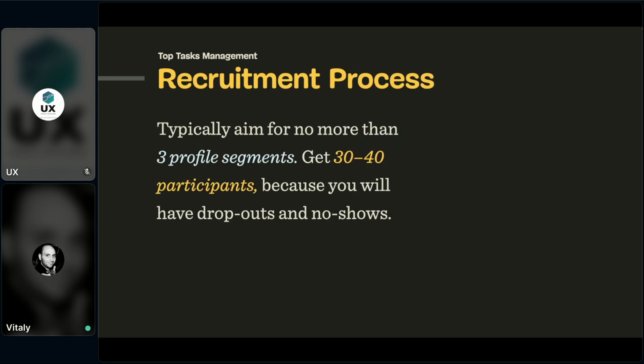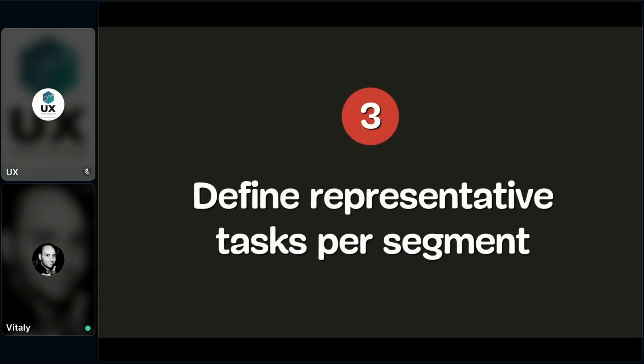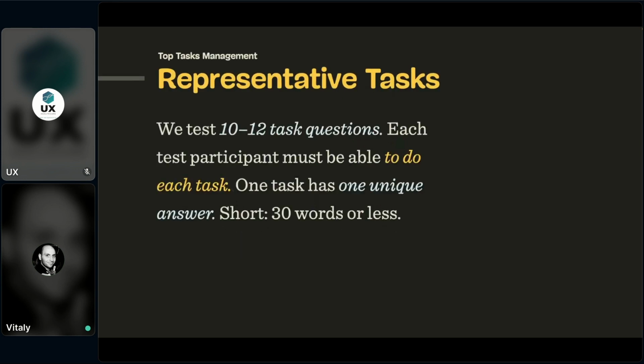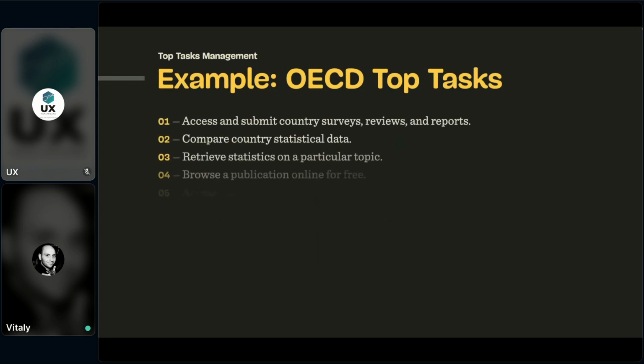We basically just try to define what the success is. But then comes the important bit. And the important bit is defining the tasks per segment. That usually means around 10 to 12 different tasks, right? And every single participant needs to be in position to be able to complete that task individually, right? Short, clear, decisive tasks. Here's examples of that, like from the OECD, right?